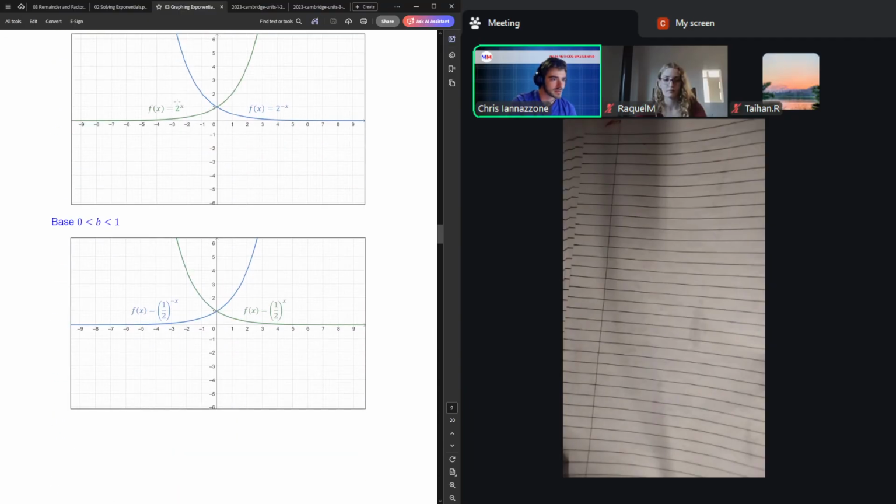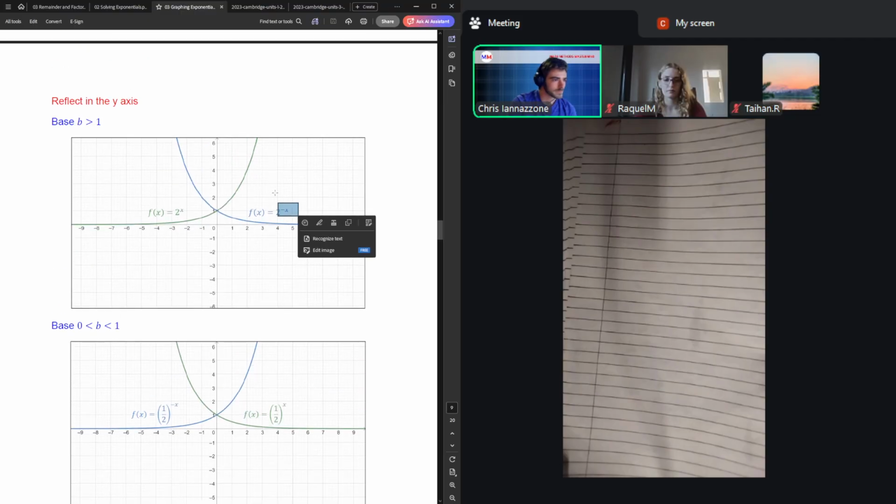Same thing over here. If the negative is in the power, then it's a reflection in the y. So yeah, the y values are maintaining their value, but the x, where it's located horizontally, has changed.